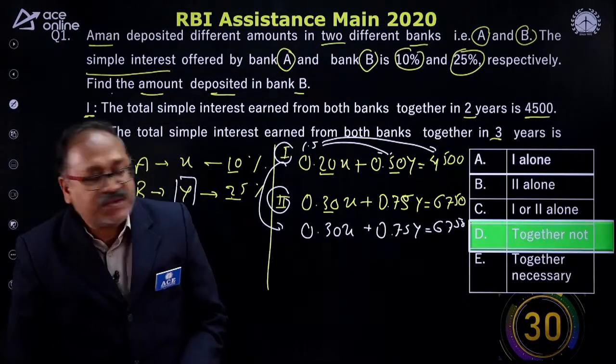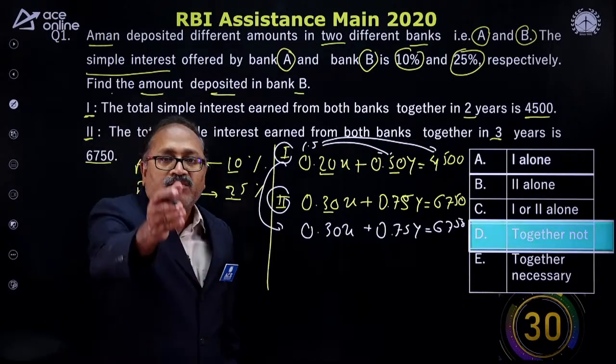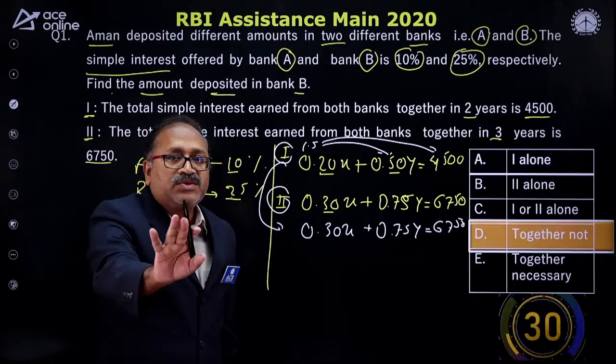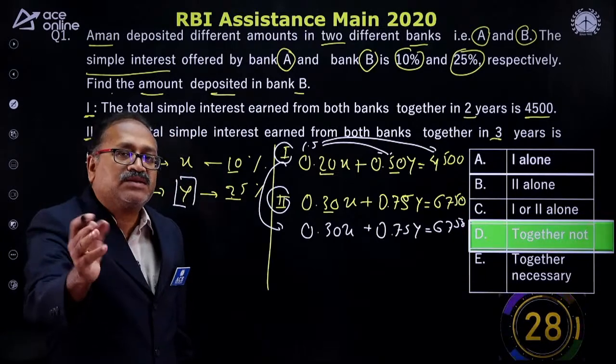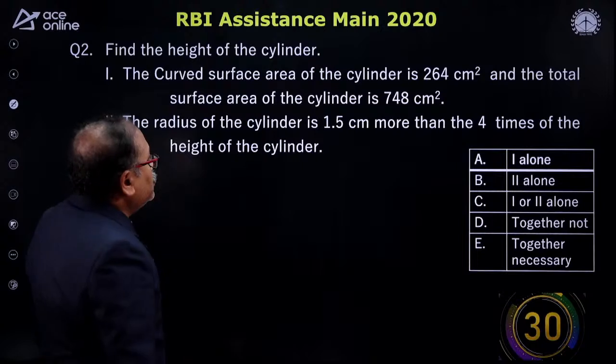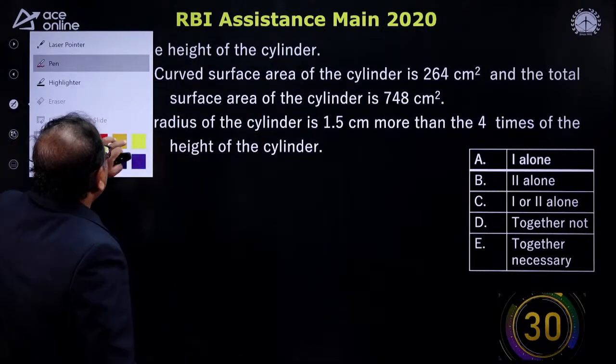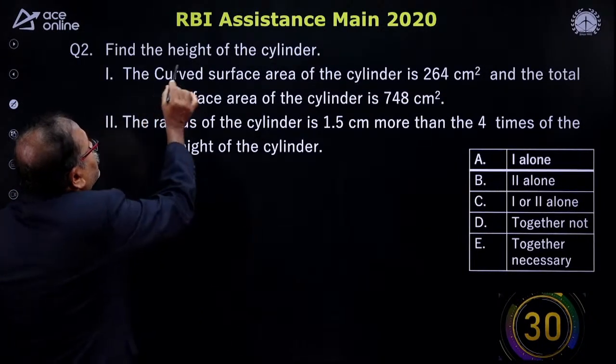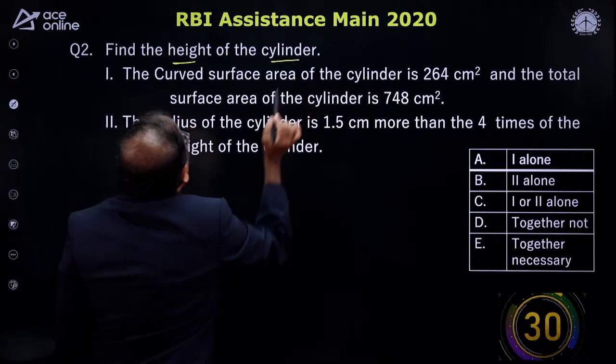Krishna, option D. That's right. Moving to the next question here. We discussed at least 20 questions, and the next day we will discuss one more 20 questions. Total 40 questions were there. The second question is on the board here. Now, look at that. Find the height of the cylinder.